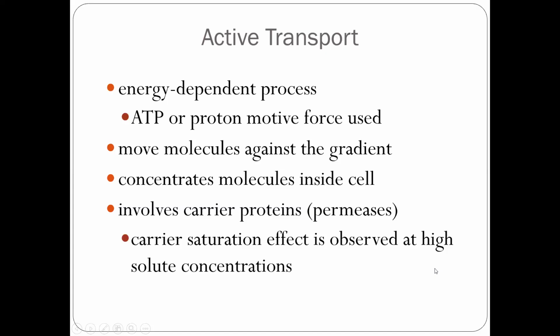So we have active diffusion. Let's see. So we have this. Now, this is called a group translocation. This is more important. Why? Group translocation is when a chemically modified molecule is brought into the cell.